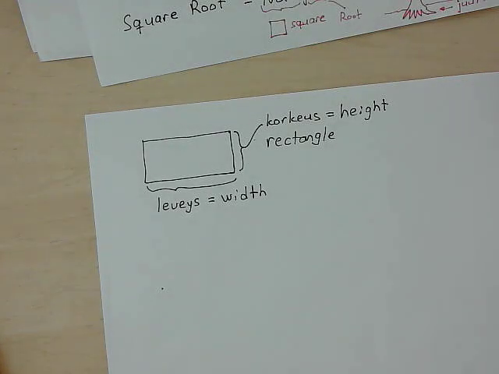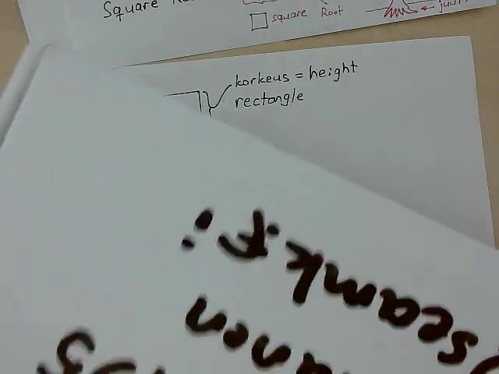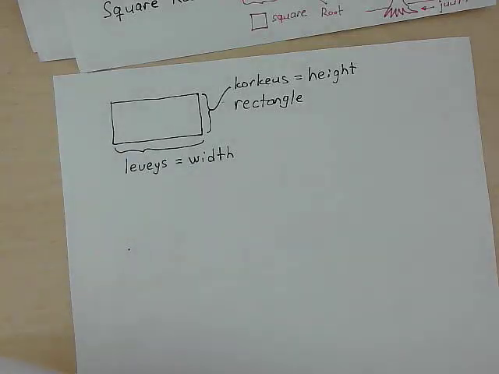And then if we have this third dimension, for example, like a box, this box here. I will use this in a video recording, for those who are looking at a video, I will show this box for students. So there are leveys, korkeus, and pituus, length.